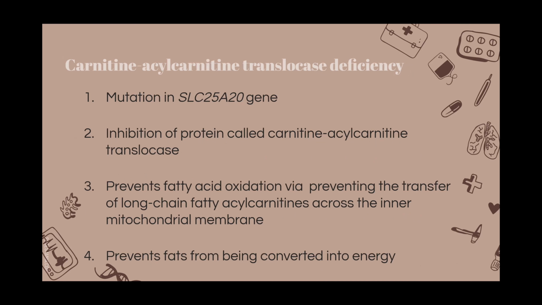For the third type, carnitine acylcarnitine translocase, this first results when there is a mutation in the SLC25A20 gene. This one is a little bit longer of a pathway because it first inhibits the carnitine acylcarnitine translocase protein from being formed. After this happens, it prevents fatty acid oxidation by preventing the transfer of long-chain fatty acid acylcarnitines across the inner mitochondrial membrane. This, just like the other two kinds, prevents fats from being converted into energy.